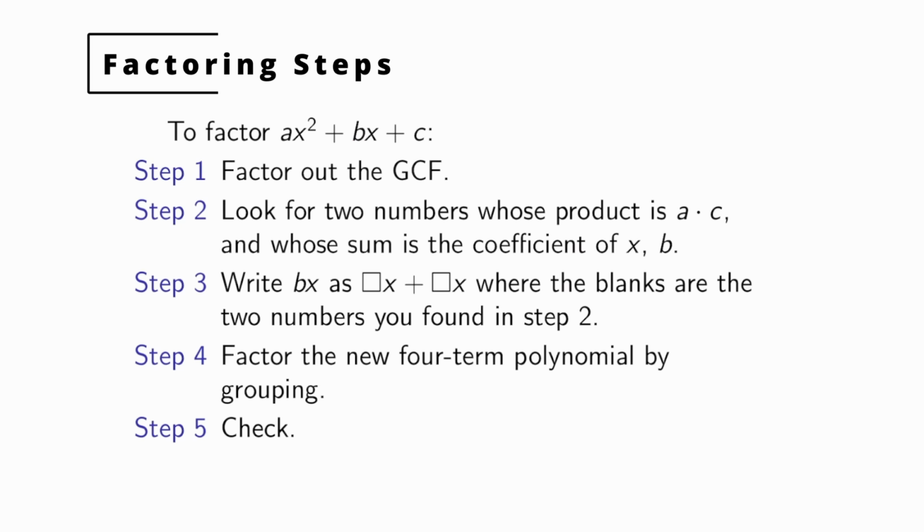And once we find those two numbers, we're going to split up the bx term. I want to write it as something times x plus something else times x, where these two coefficients are the two numbers you found in step 2. Now, you should have a 4-term polynomial, basically ax squared plus blank x plus blank x plus c. And you factor that new 4-term polynomial by grouping. When you're done, check your work.